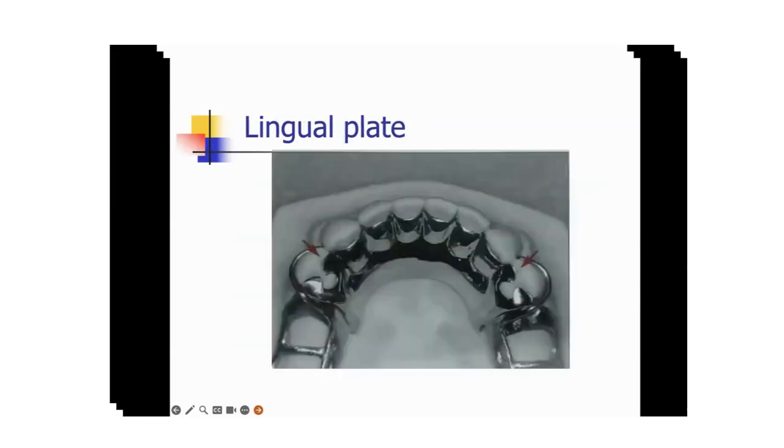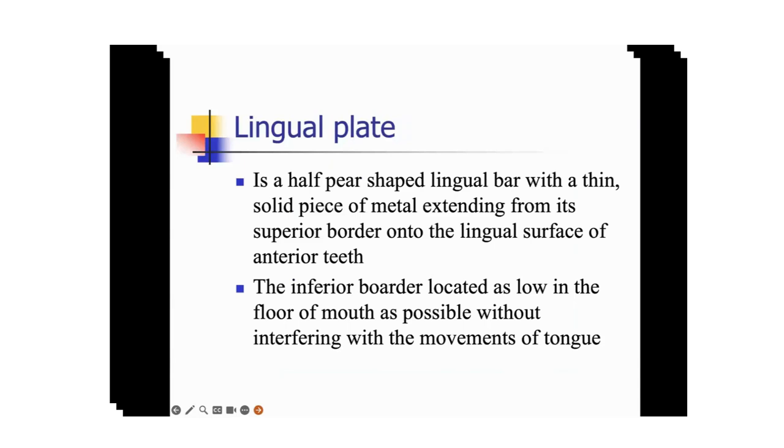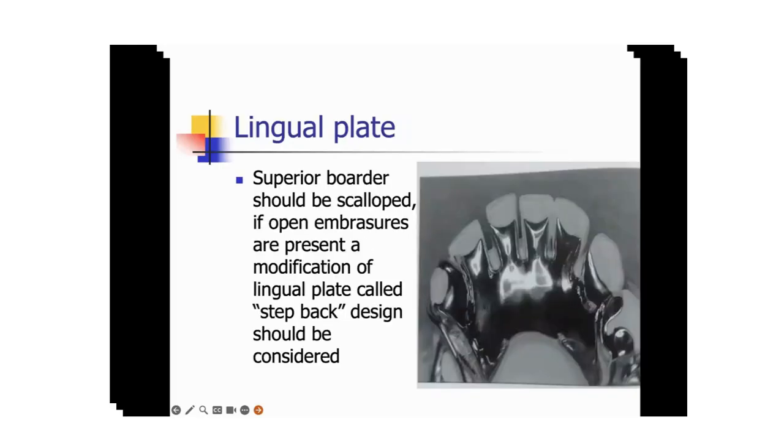Coming to the next type, that is the lingual plate. Lingual plate, as you can see, covers both the teeth as well as the lingual soft tissues. It is half pear shaped in cross section with a thin solid piece of metal extending from its superior border onto the lingual surface of the anterior teeth. And the inferior border is located as low in the floor of the mouth as possible without interfering with the movements of the tongue. So this is a lingual plate.